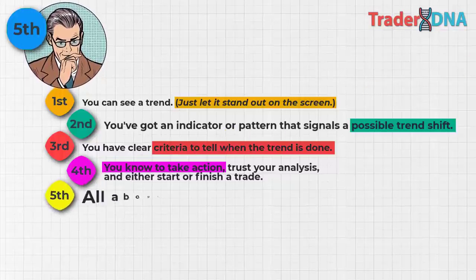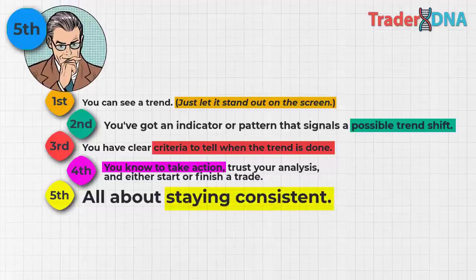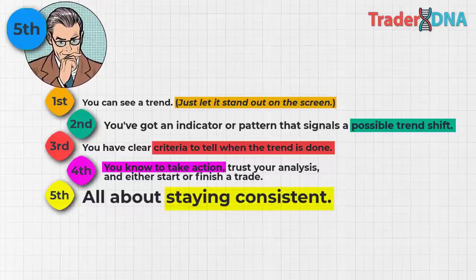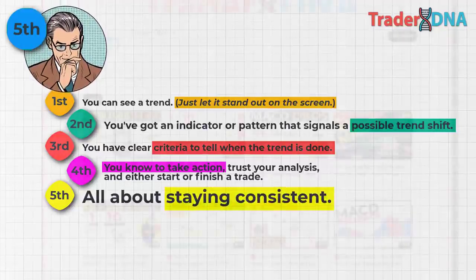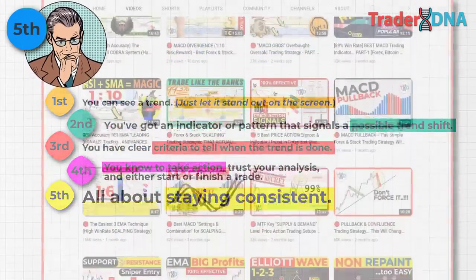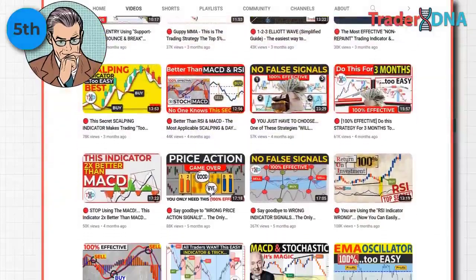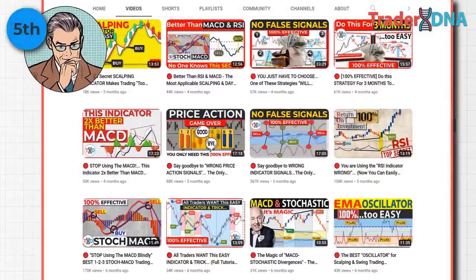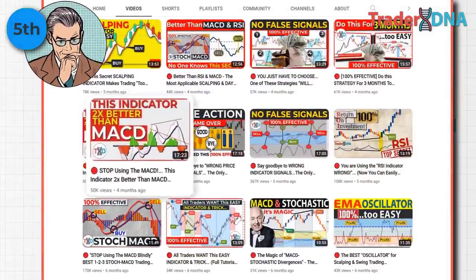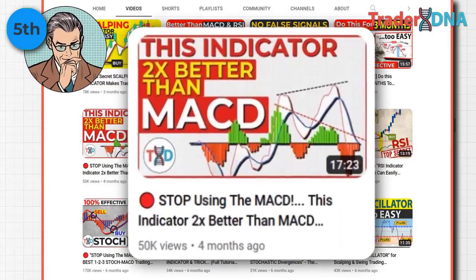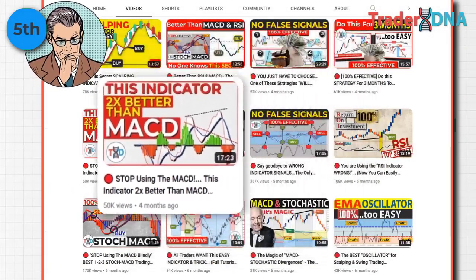Step 5 is all about staying consistent. The worst mistake is not sticking to your plan. In this Trader DNA channel, you can learn many trading strategies. Take your time to learn each one carefully, as all these strategies are reliable. Once you find a trading strategy that suits you personally, make sure to master it well. The next crucial step is to consistently apply the trading rules of that strategy.